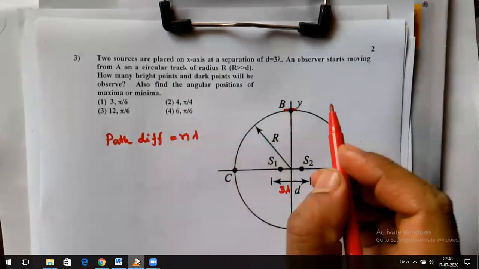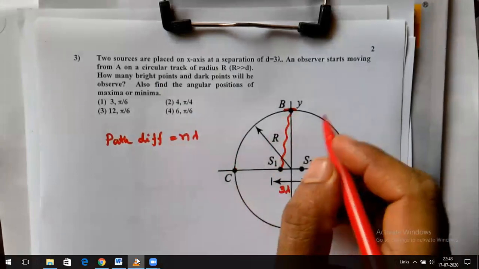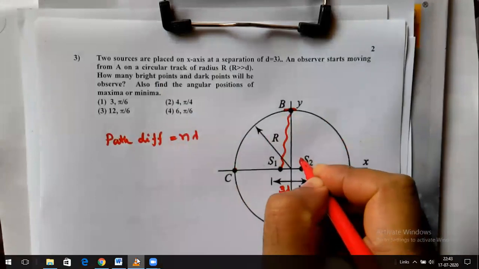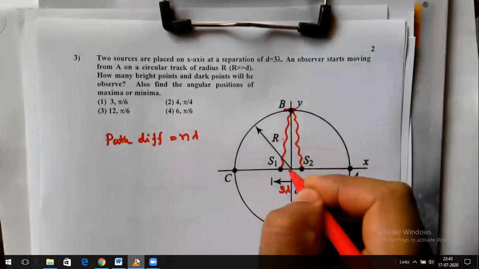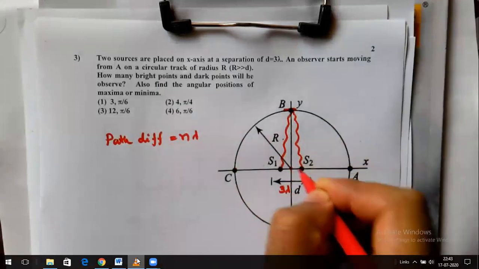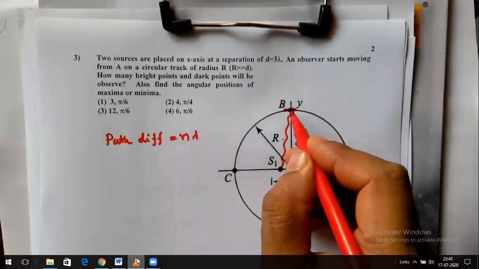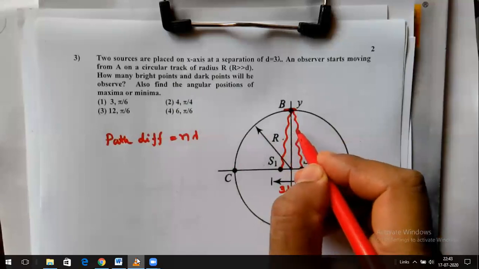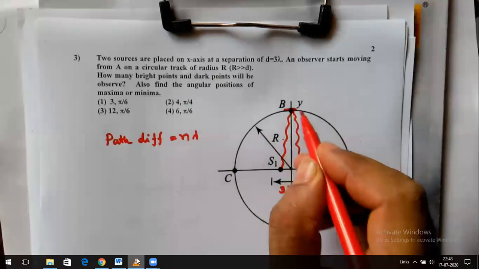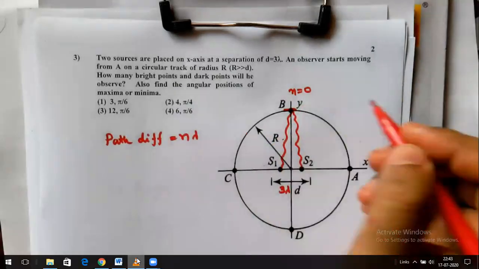Now let us imagine a screen placed here. If a small screen is placed here, light coming from S1 should travel like this and meet the screen here. Light traveling from S2 should travel like this and meet the other wave here. They don't have any path difference. S1 and S2 are symmetrically placed about the center of the circle, so the path traveled by S1 while reaching B and the path traveled by S2 while reaching B are the same. So the path difference is 0. That corresponds to the first maxima, n equal to 0.